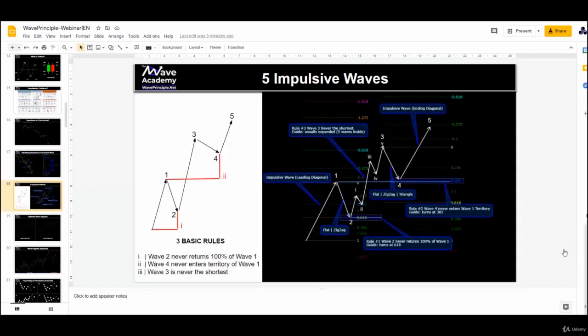And these are the only 3 rules that you need to learn and that actually matter in any analysis that you do. And it has to do with impulse movements. For example, 1 is impulsive. If 2 returns more than 100%, then 1 is not an impulse. So the first rule is wave 2 never returns 100% of wave 1. The second rule is that wave 3 is never the shortest.